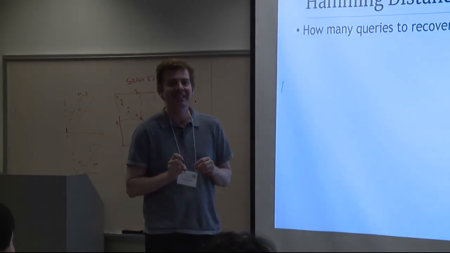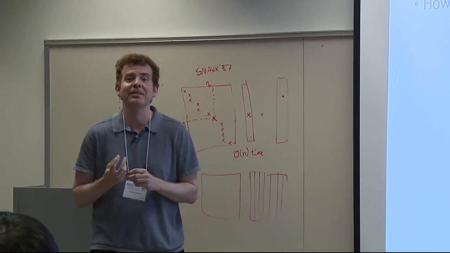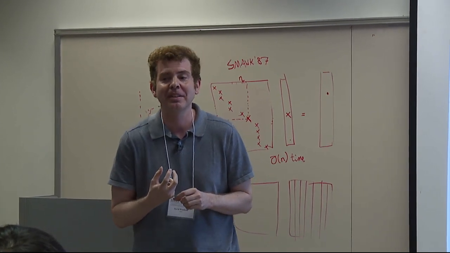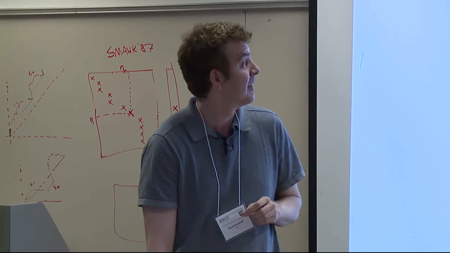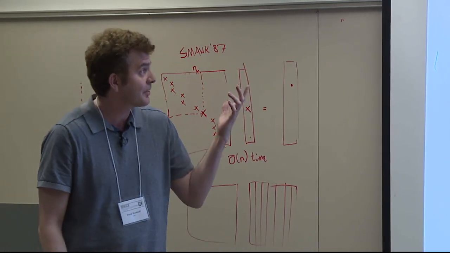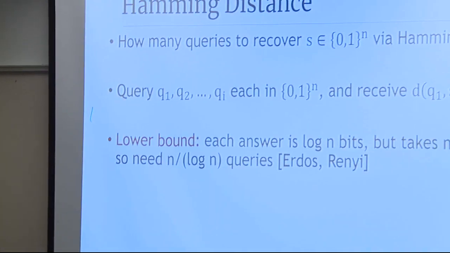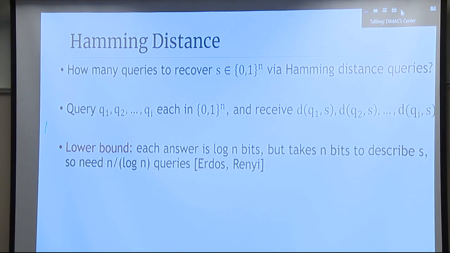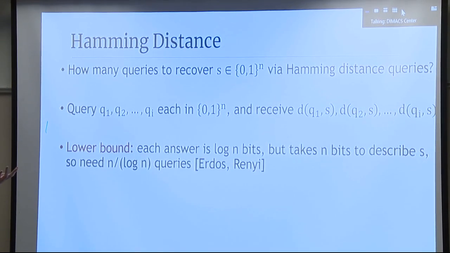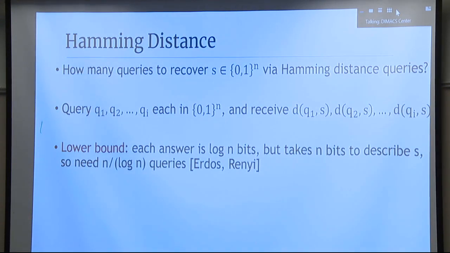Any other guesses? So the thing is, an answer is a distance, right? And that is log n bits. So actually, n over log n is the right answer here. So you query these queries in the hypercube. You get these distances. A simple lower bound from information theory is that, as I said, each answer is log n bits, but it takes n bits to describe the secret. So you need n over log n queries, even for randomized algorithms.